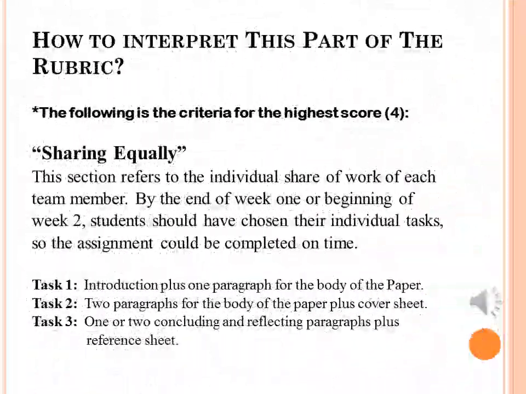How to interpret this part of the rubric? The following is the criteria for the high score. 4. Sharing equally. This section refers to individual share of work of each team member. By the end of Week 1 or beginning of Week 2, students should have chosen their individual tasks, so the assignment could be completed on time.